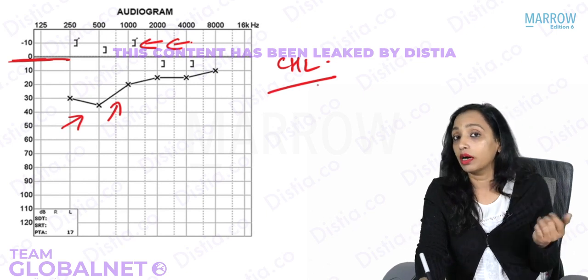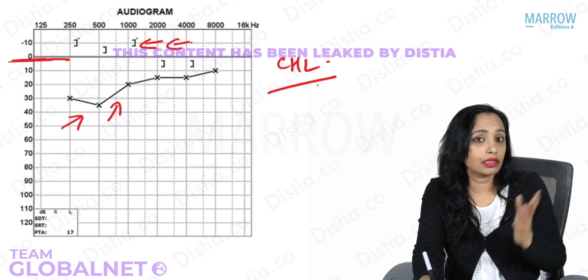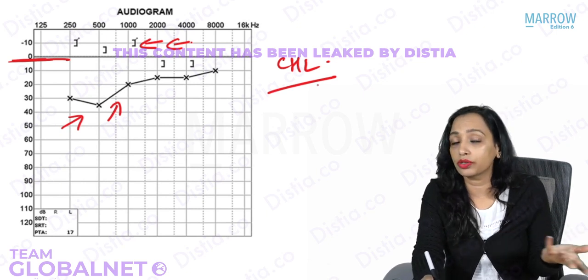Why? Because conductive hearing loss obviously means what? The defect is in the external ear or it is in the middle ear. Defect is in the middle ear. So there is conductive hearing loss.